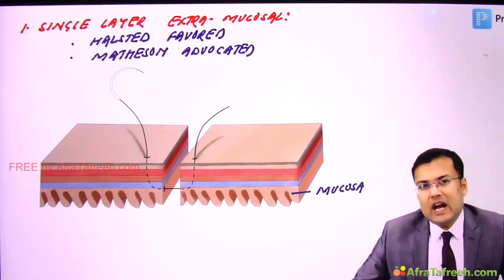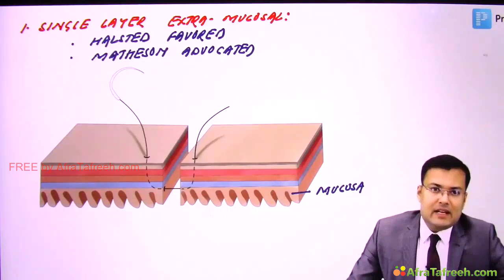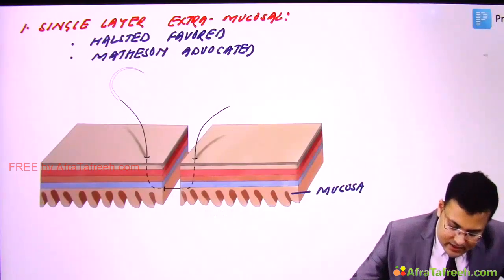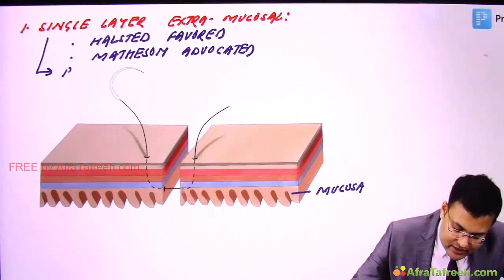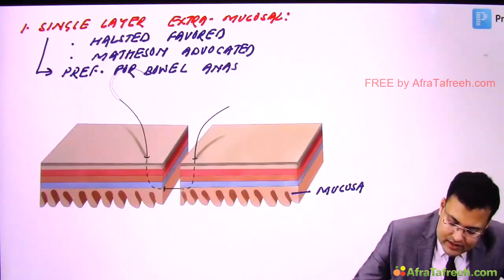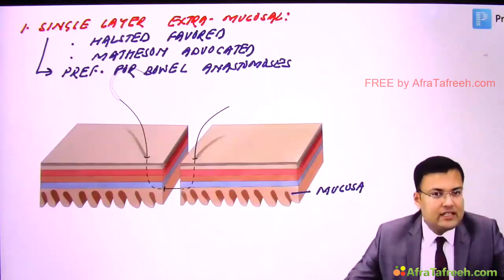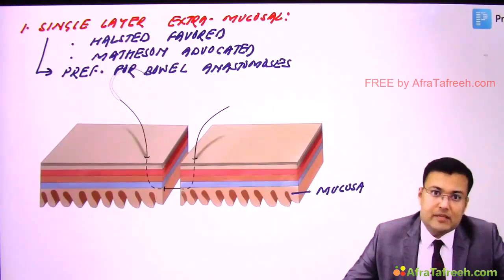This question was asked in NEET PG: nowadays, which type of bowel anastomosis is preferred? The single layer extramucosal anastomosis. Clear? Initially, we used to do Cocker's two-layer anastomosis, but nowadays single-layer extramucosal anastomosis is preferred.